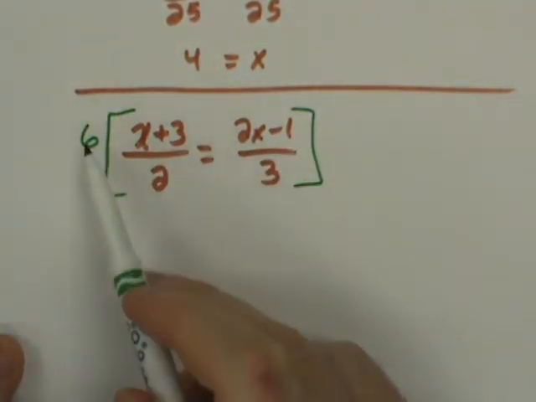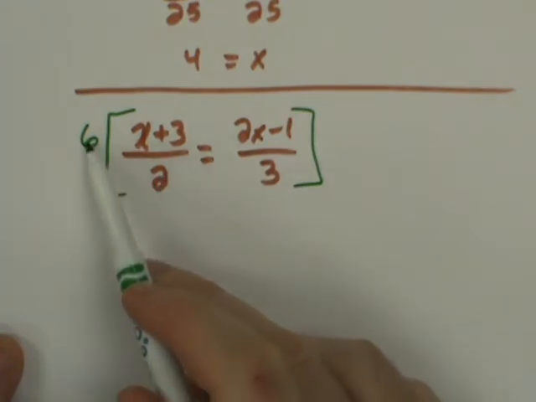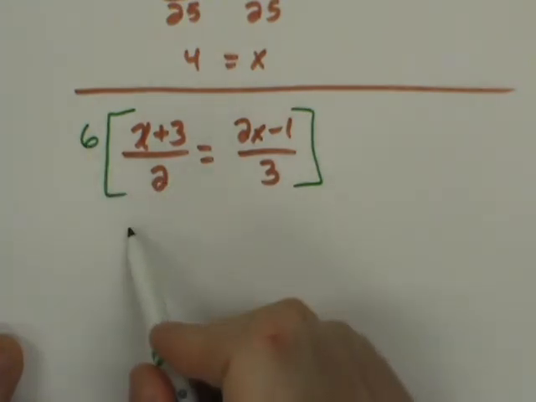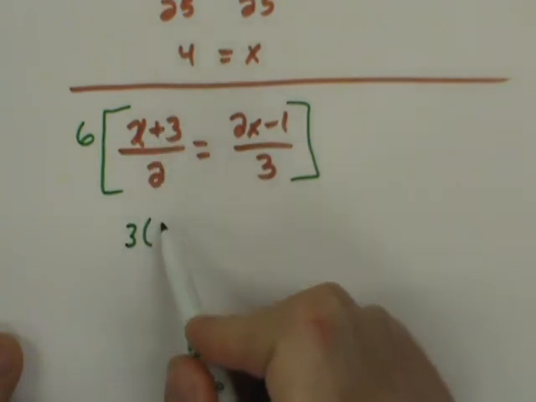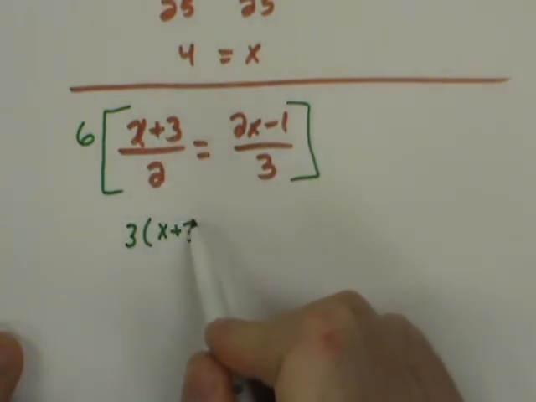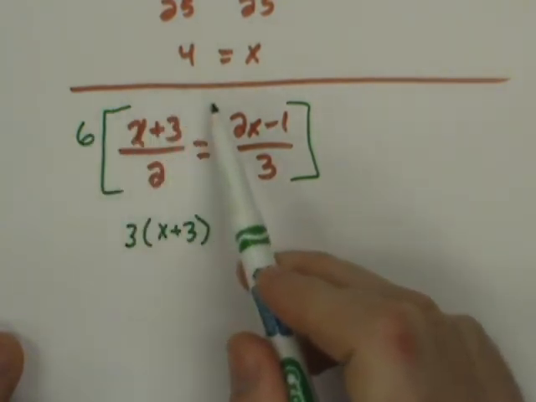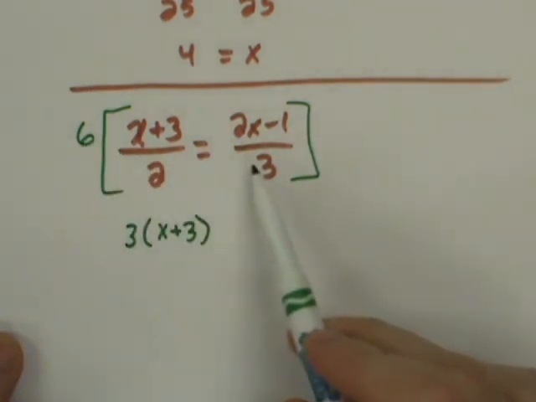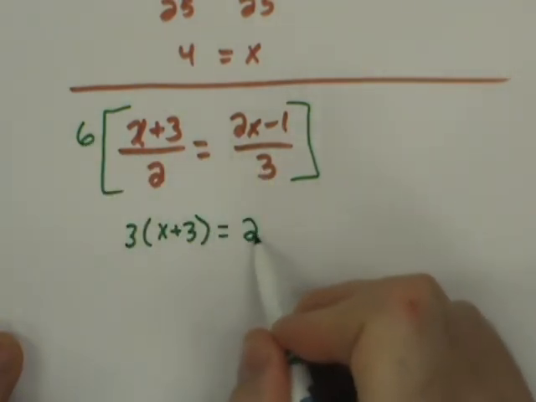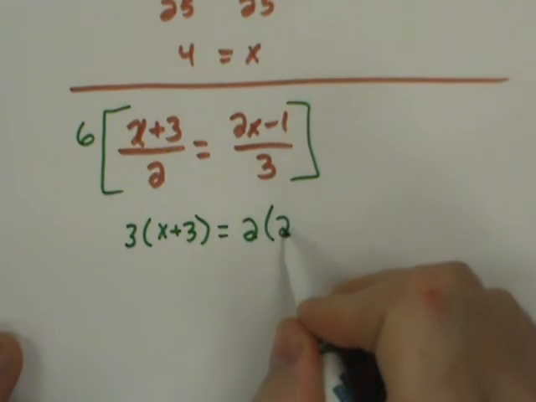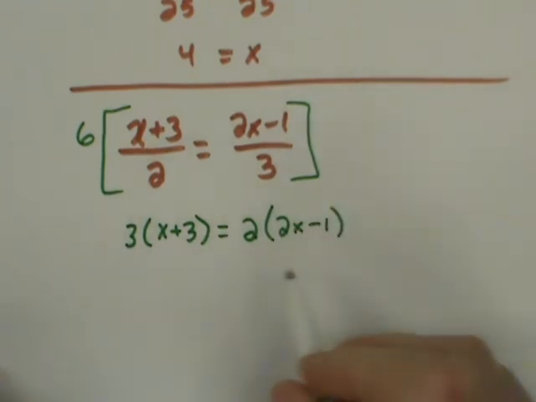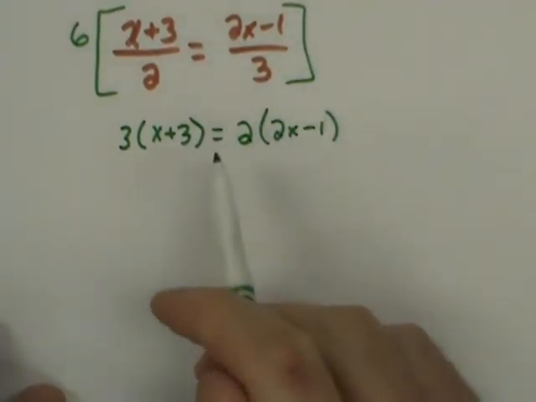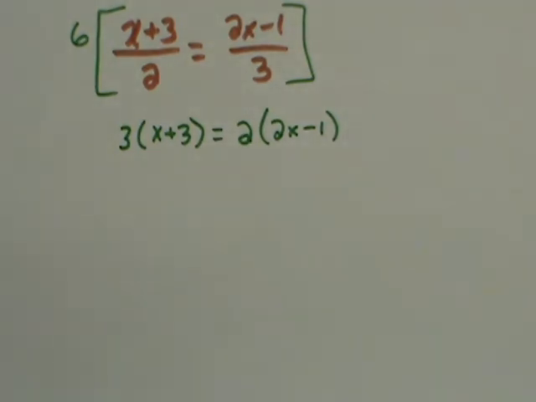As I multiply by 6, I recognize that this can divide, so I go 6 divided by 2 is 3. Numerator comes straight down as x plus 3. In a similar fashion, as I go to the second fraction, 6 divided by 3 is 2, and the numerator comes straight down. Now I want to solve this equation, which is much easier to do.